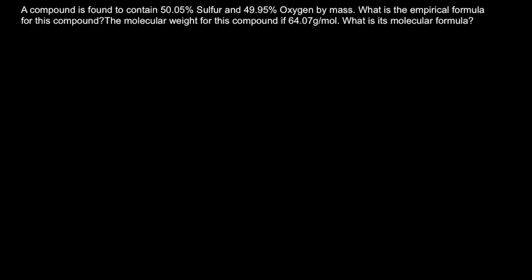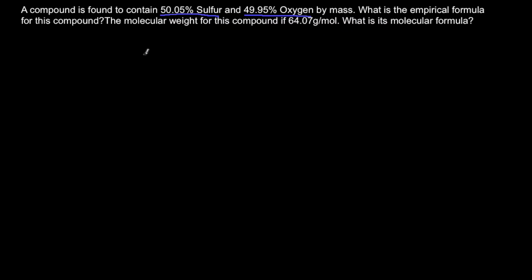Hi everyone. Today we're going to go through some questions in which we calculate the empirical formula of a compound once given the percentage composition data. Let's get started. Now, our question tells us that the compound contains 50.05% sulfur, 49.95% oxygen, and it asks for the empirical formula of the compound.